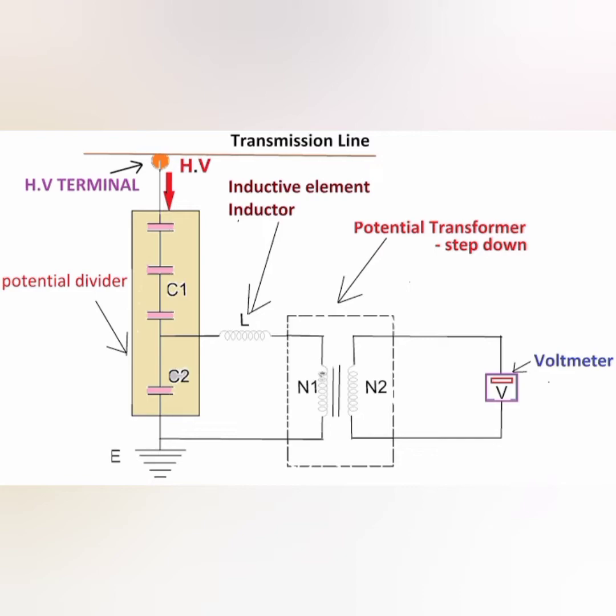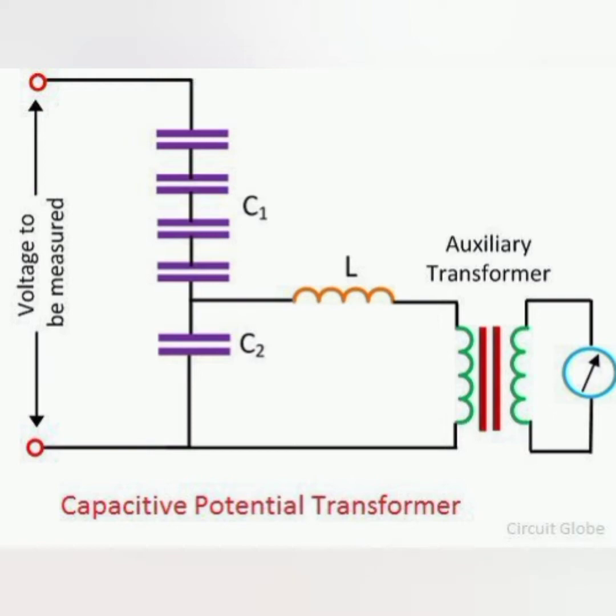So the primary step down voltage will get up to 12 to 20 kV, and then it is further stepped down to 110 or 120 volts as your desired secondary voltage as per your specifications. This is an overview of the connections of your CVT.